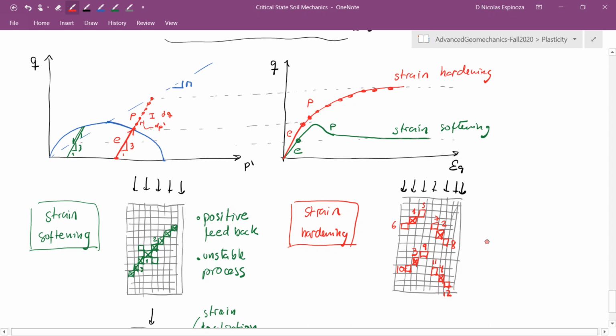And in this case, what we're going to have is opposite to what we had before. We're going to have a stable process. And what you see over here are not going to be clear shear fractures, but something a little bit different. You could have strain localization, but this is going to be in the form of shear and compaction bands.